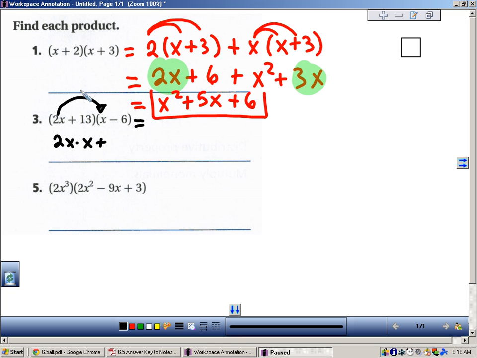outer term. Now, the outer term of the product would be 2x and negative 6. Okay, when you subtract by 6, you're adding by a negative 6. So that would be plus 2x times negative 6. The inner term of the product is 13 times x. And then the last term of the two binomials is 13 and negative 6. Multiply those.